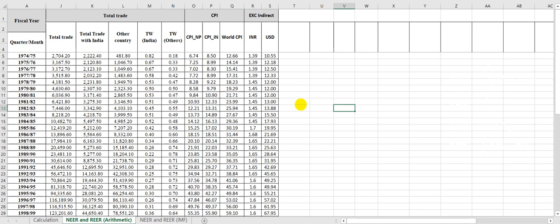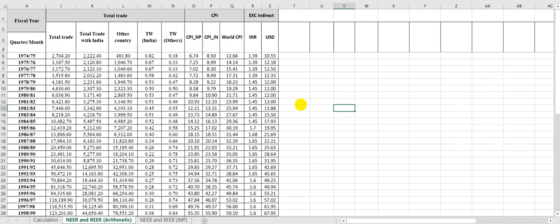Since I am calculating NEER and REER for Nepal, I'll just be using the trade data of India and the rest of the world as others, because about 1/3 of the total trade of Nepal is with India. Similarly, for the case of CPI, I will be taking the CPI of Nepal, the CPI of India, and the world CPI. World CPI will act as a proxy for the CPI of the rest of the world.